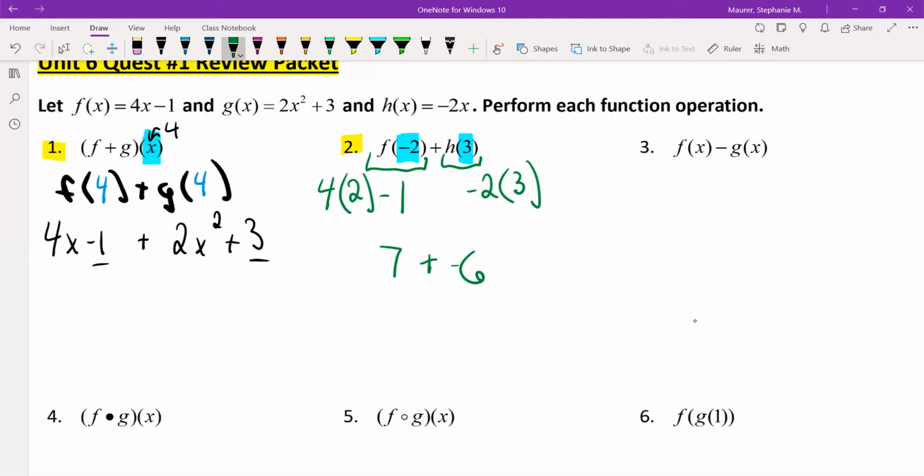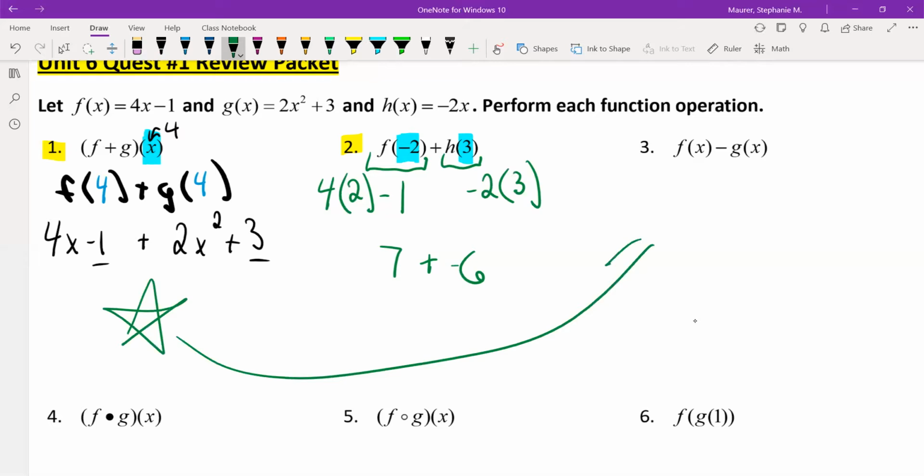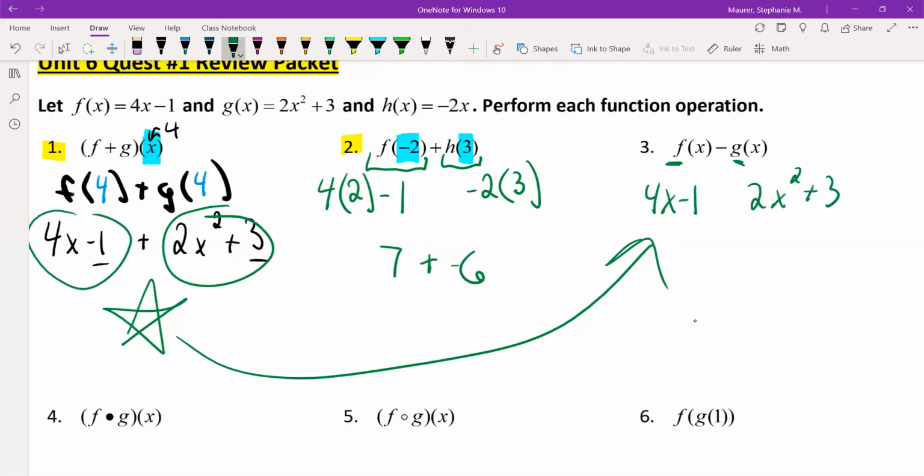Problem number 3 is very similar to problem number 1. The only difference here is that it's subtraction rather than addition. And actually, these are the same functions as we had here in number 1. So we could actually take the f function, that's 4x minus 1, take the g function, that's 2x squared plus 3, and I just want to fix this so no one gets confused where the 4 came from. Excuse me. This was originally an x. But in problem number 3, we could take the same f and g function. The only difference here is that it's going to be subtraction.